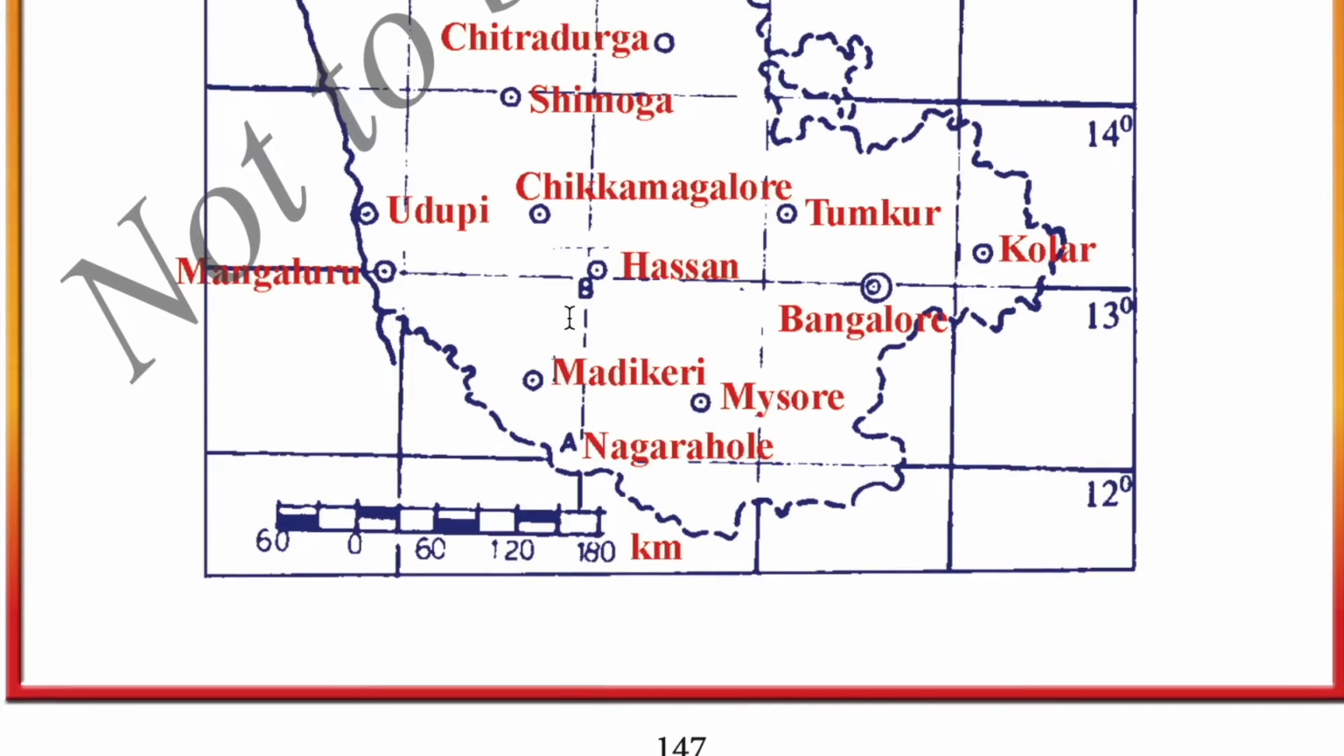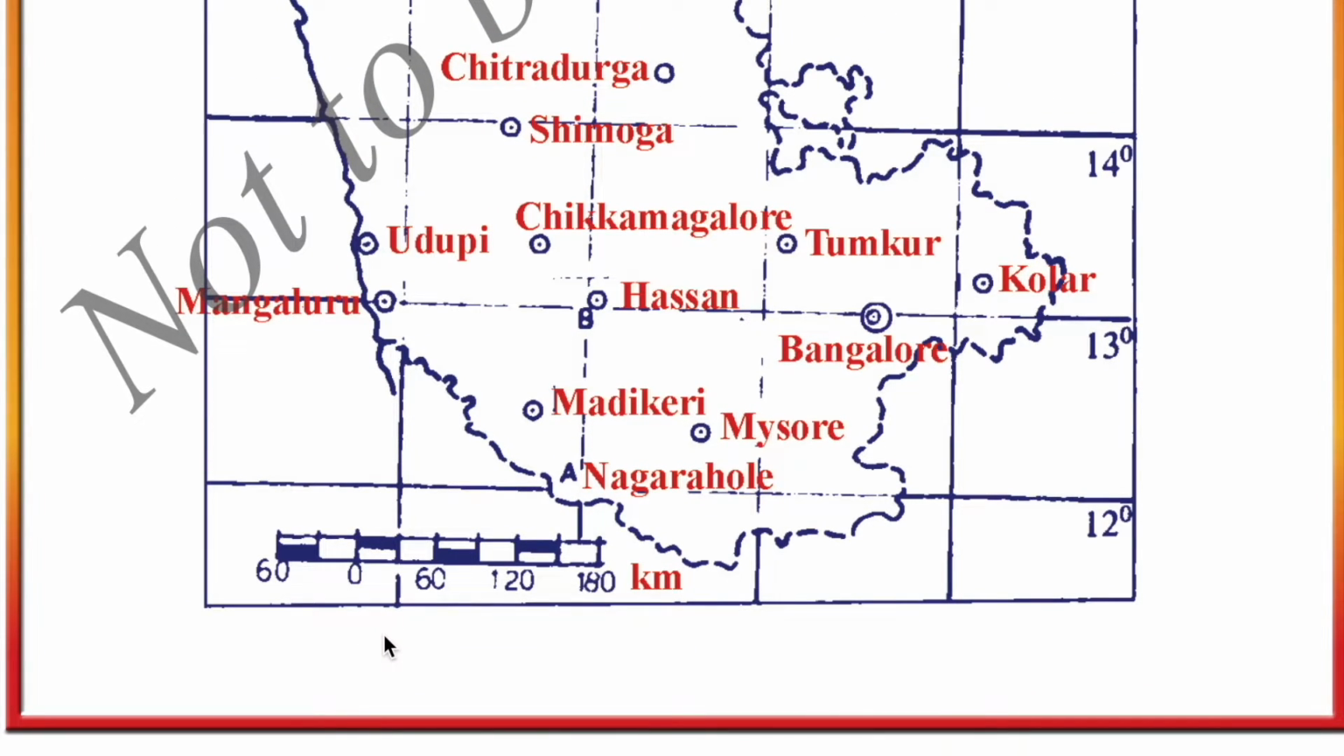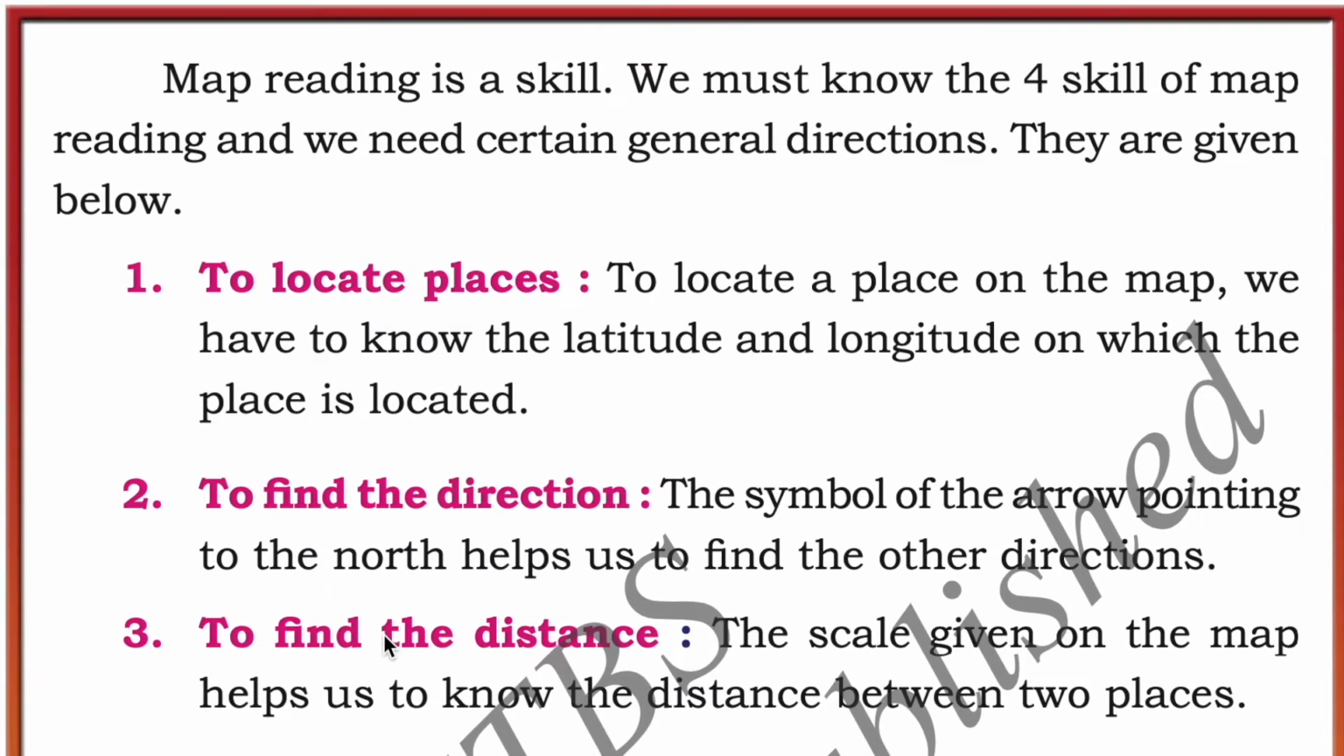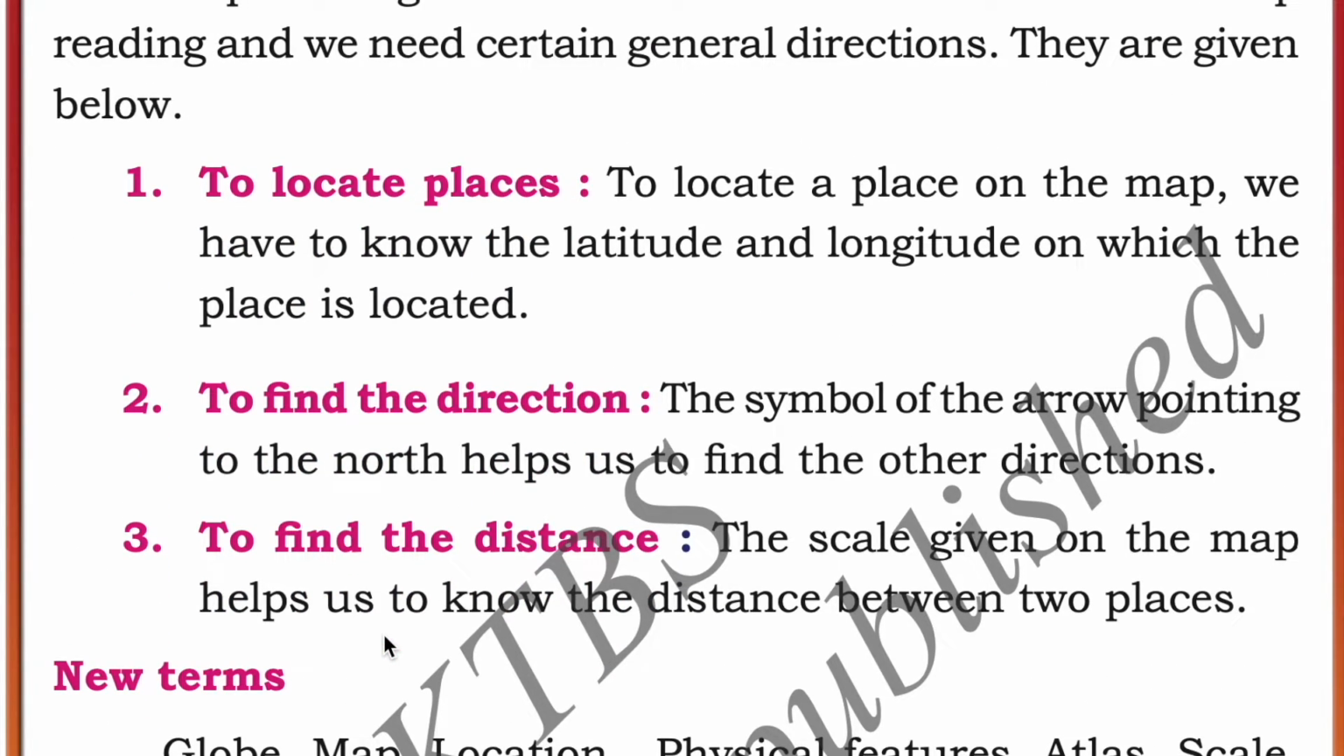Down here we have a picture of Karnataka, and over here we have information about how to read a map. Map reading is a skill. We must know the 4 skills of map reading, and we need certain general directions. They are given below. To locate places. So the first thing is to locate places.